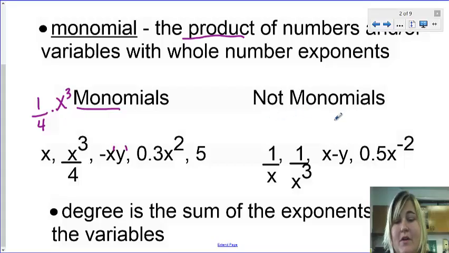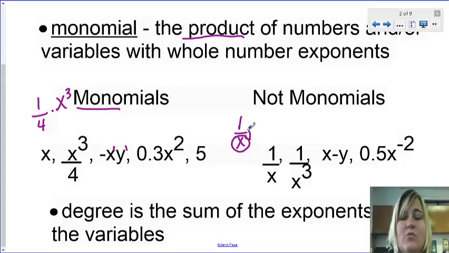Things that are not monomials. 1 over x. I know that this looks similar to the x to the third over 4 that we just talked about, but the problem with this is that we have 1 over x, which is right now to the first power, but we don't want variables in the denominator. If I move it to the numerator, that's going to change it to x to the negative first, and it's no longer a whole number exponent. That's the problem that we have there. Same thing with this one, it would be x to the negative third.